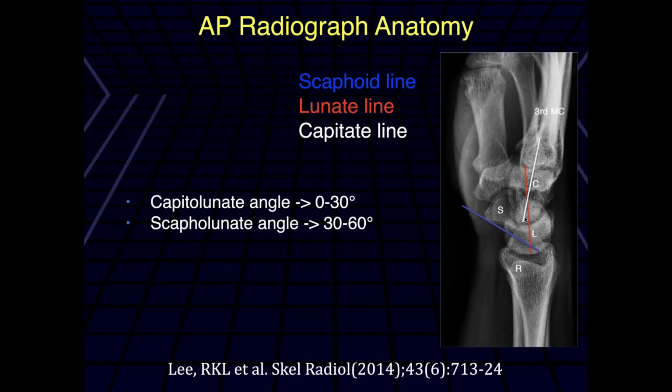And then there's the scapholunate angle, which we can see right here, which should be between 30 and 60 degrees. That's abnormal if you have a fracture of the waist of the scaphoid and the distal part of the scaphoid flexes forward, then this angle will increase to where it's too large.